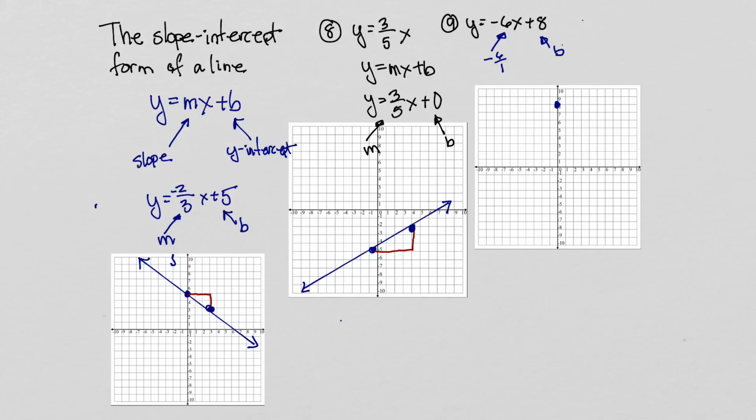So I'm going to draw it on here. It's not part of the graph, remember. I'm just seeing where I am. To the right 1, down 6. Looks like it's right there. This is a very steep line. Yeah, very steep. Okay. We've got it.